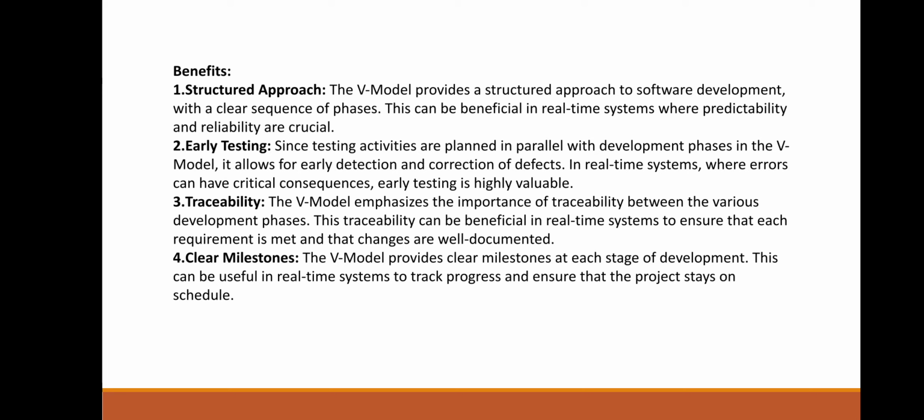Traceability. The V model emphasizes the importance of traceability between the various development phases. The traceability can be beneficial in real-time systems to ensure that each requirement is met and that changes are well documented. Clear milestones. The V model provides clear milestones at each stage of development. This can be useful in real-time systems to track progress and ensure that the project stays on schedule.